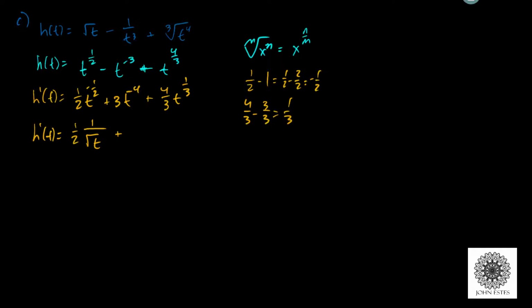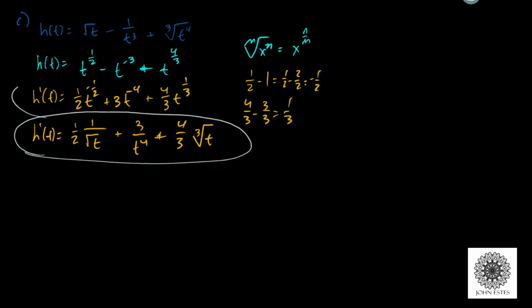Then we have plus 3 over t to the 4th plus 4/3. And how do I write t to the 1/3 as a radical? The denominator of your exponent becomes the degree of your radical. So t to the 1/3 power is the cube root of t. And so that's a pretty good way of writing that. So depending on your teacher, he may accept the first one. You may also need the second one. And depending on the context, one might be more useful than the other.